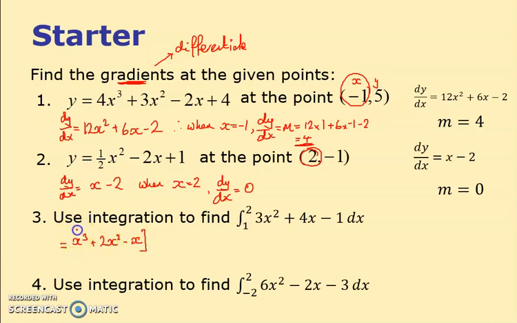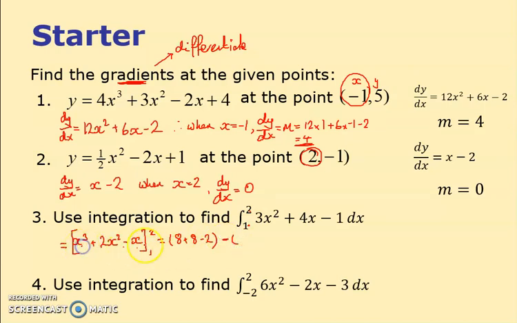Now, because this is a definite integral, it's in between two numbers, I can put that like that, 1 and 2. And then I have to substitute the 2 in. 2 cubed is 8. 2 squared is 4, but I'm doubling it, so plus another 8. Minus x is 2. So I've substituted my 2 in. I now substitute my 1 in. And I take these two answers away.